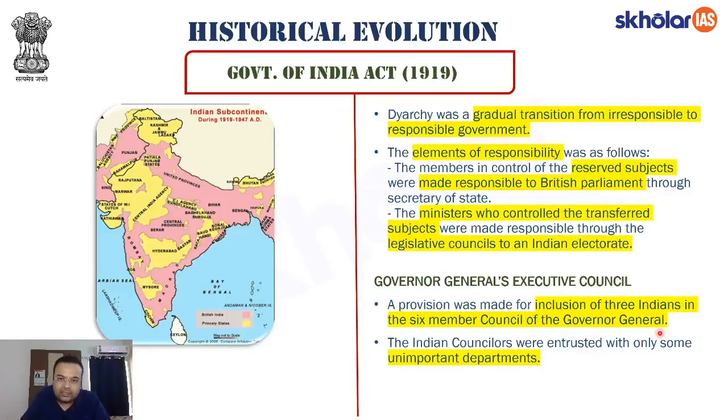What is the logic? That now whenever Governor General is taking decisions with respect to India, he would always be hearing the opinion of 3 of the members who are Indians. As such, there is again an element of responsible government. Indian councillors were entrusted with only some unimportant departments. So you can understand the whole idea was to give this gimmick, the idea that you are important to us. But in effect, we see that these Indian councillors were actually given very little power. They weren't given very important departments, and they just used to take care of some very menial or unimportant departments.